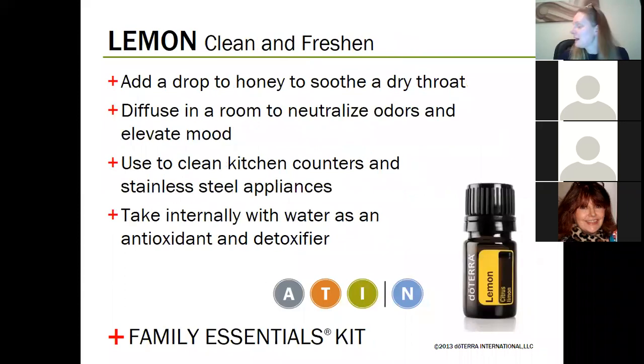Then the next one is lemon. So as I said before, I use the lemon in my water. It's a great detoxifier. So if you're going on a health kick, then I would recommend that you pop a couple of drops into a pint glass of water, and that will really help to draw the toxins out of your system. But it's a very, very clean and fresh smell. So again, we use it in the diffuser when we've been cooking. We pop the diffuser into the kitchen.